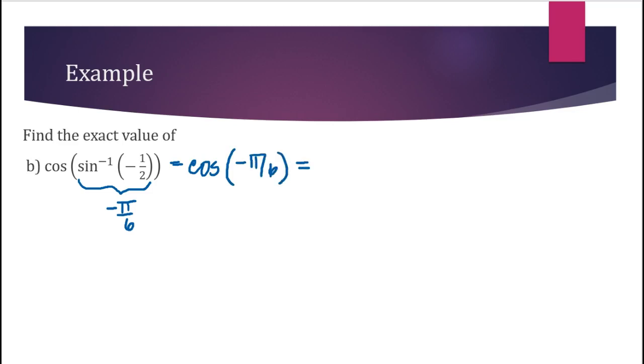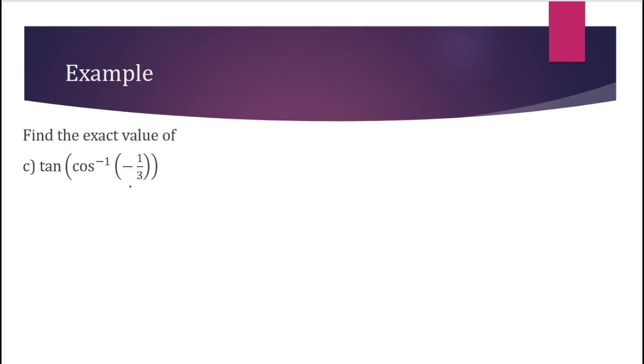So cosine of negative pi over 6, well, let's remember a property: the cosine function is even. So instead of dealing with cosine of negative pi over 6, that just happens to be cosine of pi over 6. So we can just absorb the negative, right? Since cosine is an even function, it just eats the negative. And so it's the same as cosine of pi over 6, and cosine of pi over 6 is the square root of 3 over 2.